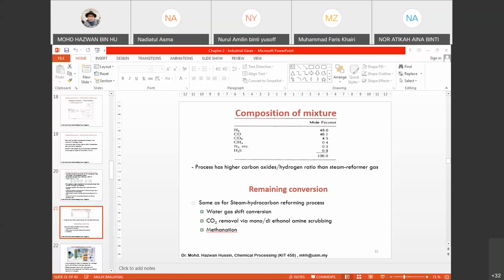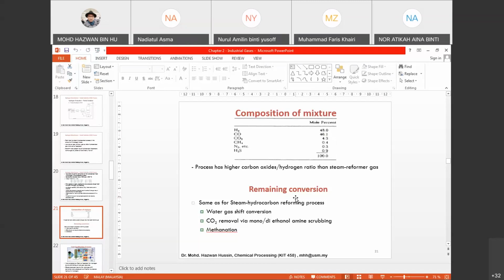75. Good. Okay. So 75, and when you compare with the partial oxidation process, it's around 48. Do you think there is a way you can increase the percent of hydrogen gas for the partial oxidation process? Anyone knows? Any suggestion? What do you think?